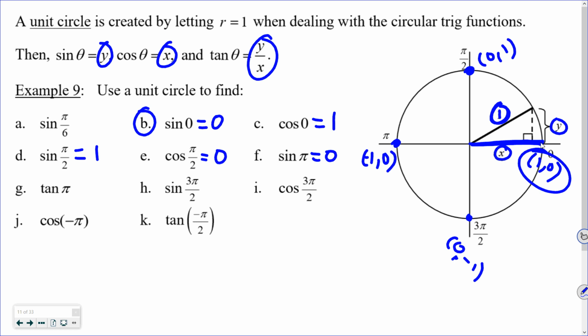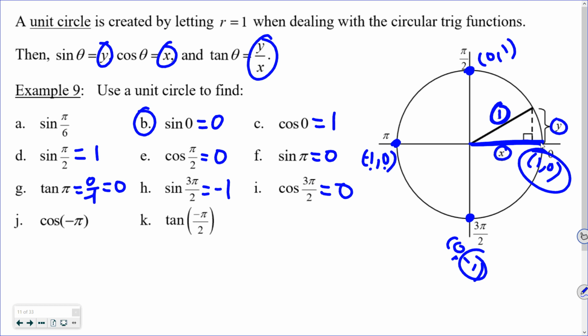The tangent of pi, so same point. Tangent is y over x, so that'd be 0 over -1, which is just 0. Sine of 3 pi over 2, that's down here. Sine is your y coordinate, it would just be -1. Cosine of 3 pi over 2 is the x coordinate, that would just be 0.